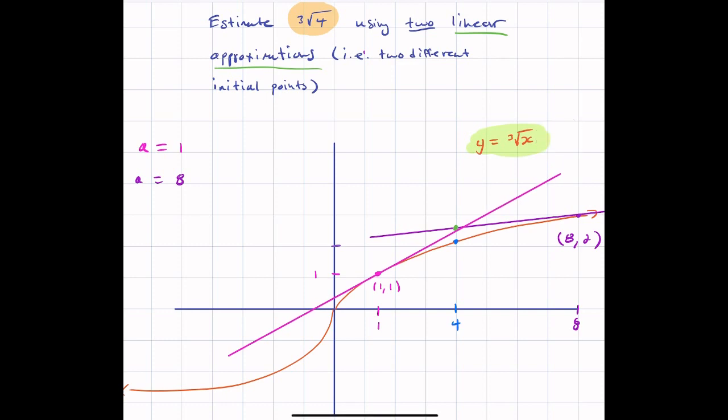I've done this graph by hand, so we don't actually know yet whether the purple line is actually above the pink line at that point or not, whether the tangent line at 1, 1 is actually below the tangent line at 8, 2 or not. Because this is just how I drew it, and it could be off. So we're going to figure that out by actually constructing these lines.